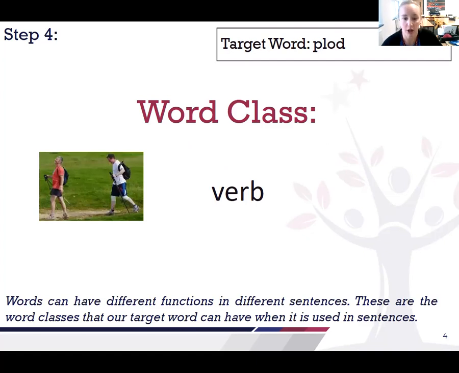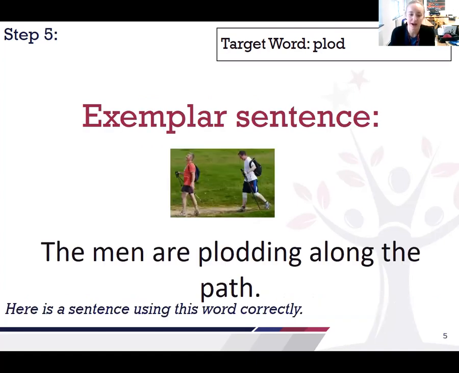So the word plod is a verb, and if we remember rightly, a verb is an action. It's what we are doing. So here we can say that these people are plodding. It's describing how they're walking. And here is my example sentence for you to have a little look at. I've said the men are plodding along the path. Instead of saying that they are walking along the path, I've replaced that verb with plod and I've said that they are plodding along the path.